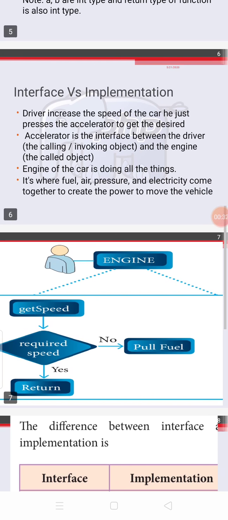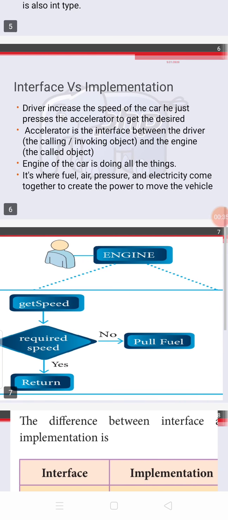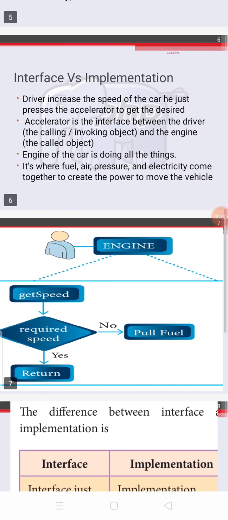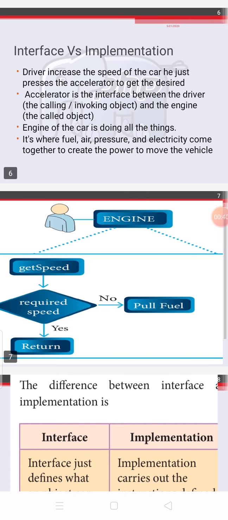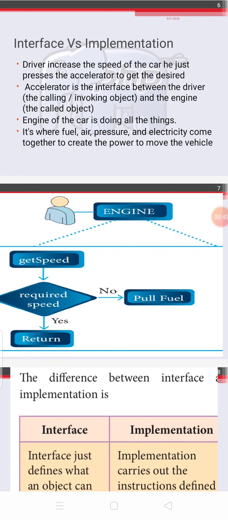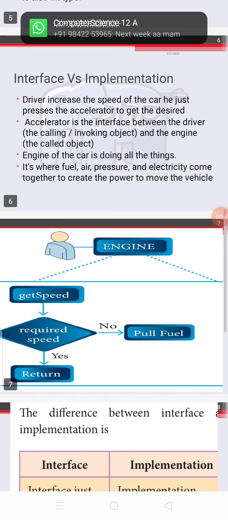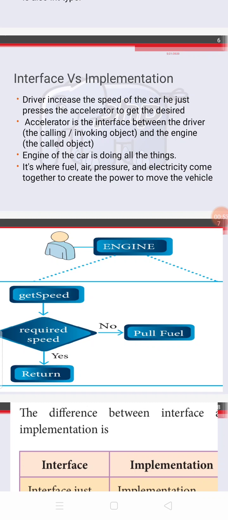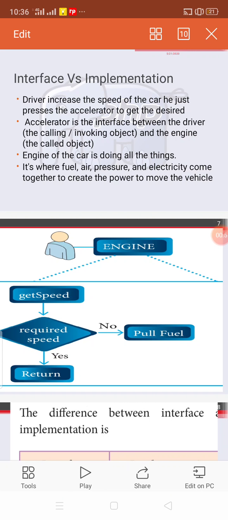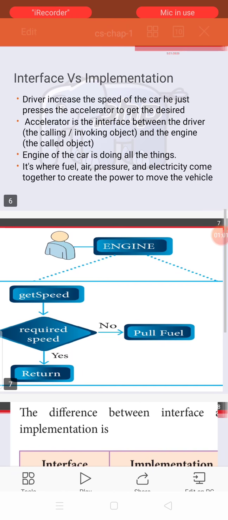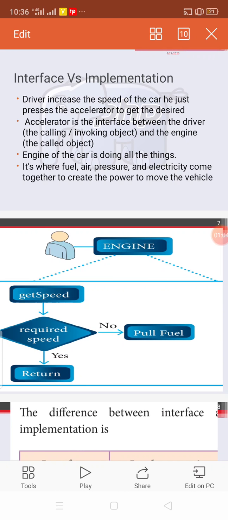Here one example, a day-to-day life example, is given: a car and the car driver, and how the engine is working. That will be given as an example for the interface and the implementation. When the driver wants to improve the speed of the car, he will press the accelerator. Here the accelerator is called an interface.